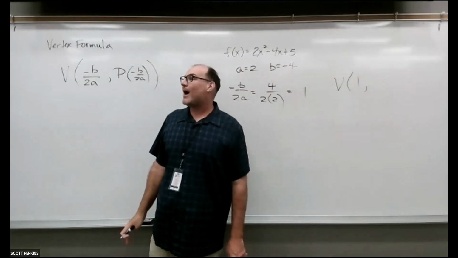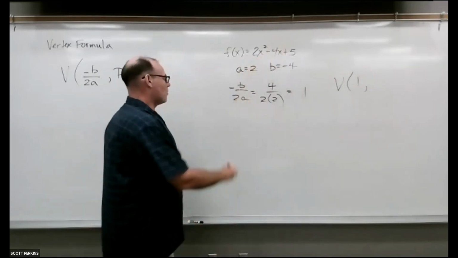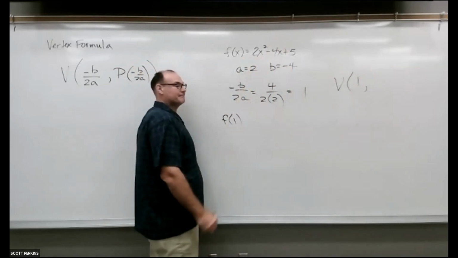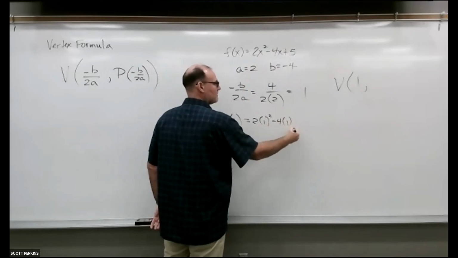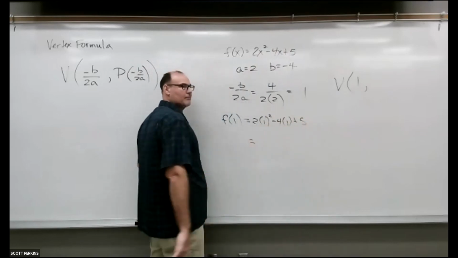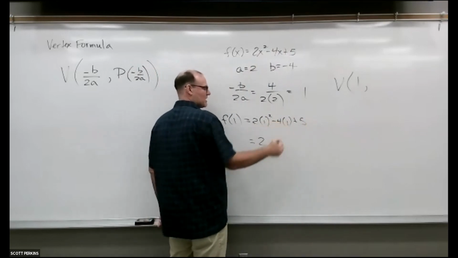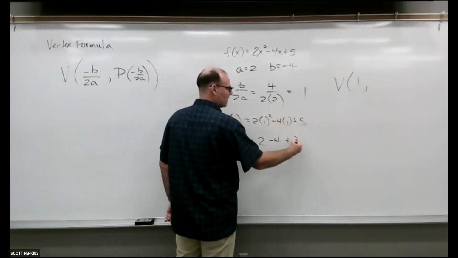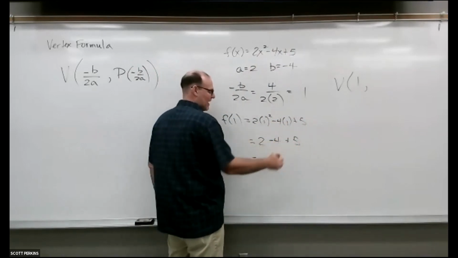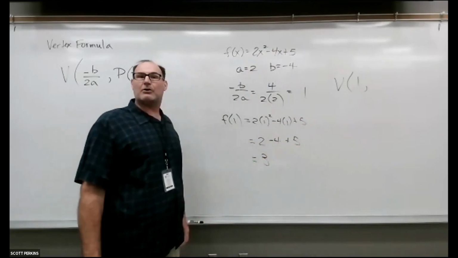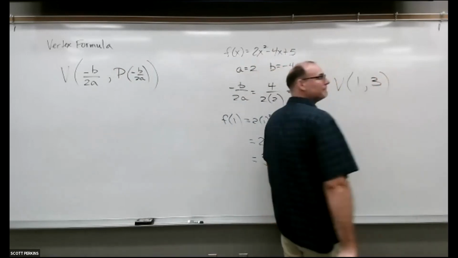And all you do to find the y coordinate is you take that x value and plug it in. So what is the function value at 1? Well, it's 2 times 1 squared minus 4 times 1 plus 5. 2 times 1 squared is 2. Negative 4 times 1 is negative 4, plus 5. 2 minus 4 is negative 2, plus 5 is 3. So the y value that goes with the x value 1 is 3. That's my vertex.